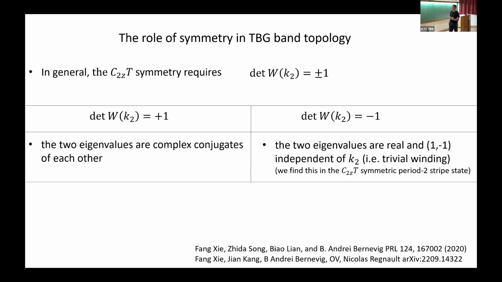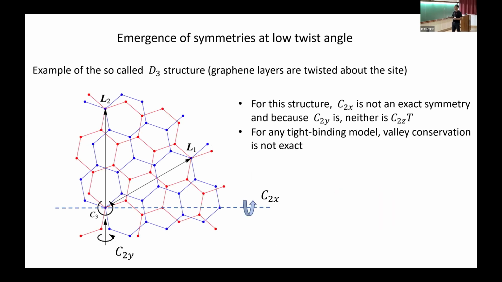And for those of you who are interested in this, I can give you an example of a case where that happens. Interestingly enough, there is a solution with interactions with Hartree-Fock in this paper with Fangjie and Andre and Nicolas' collaboration, where we indeed find that in the so-called period 2-stripe state, despite the fact that it preserves C2T, it actually has a trivial winding. But anyway, this is just a side comment. I don't want to belabor this point.